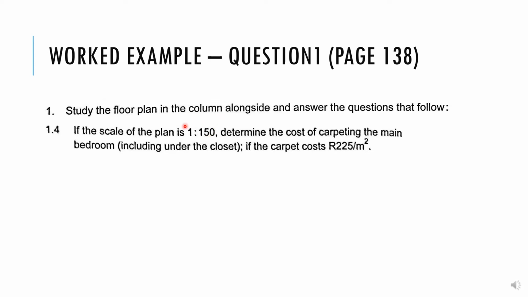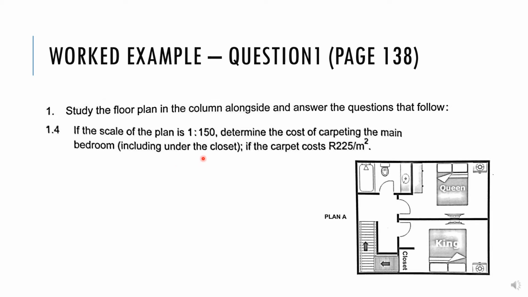So if you measure 1 centimeter on the drawing, or the map, or the plan, sorry, you would have to multiply that with 150 to get the dimension in reality. Right, so let's determine the cost of carpeting that main bedroom. So first we need to identify the main bedroom here. The main bedroom would be the one where the king size bed is.